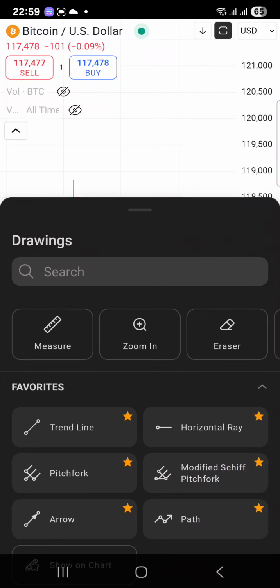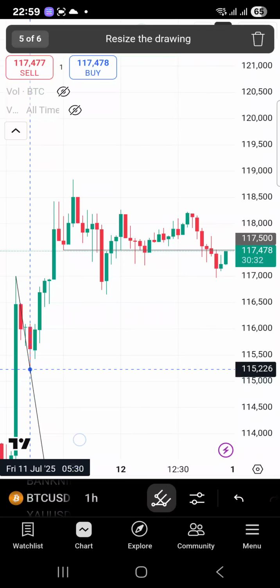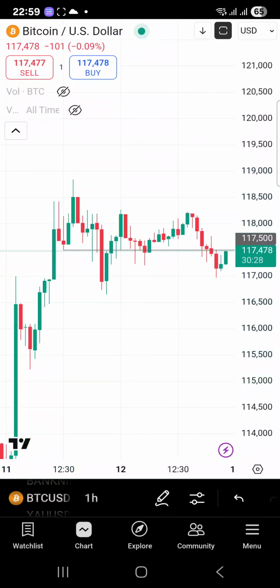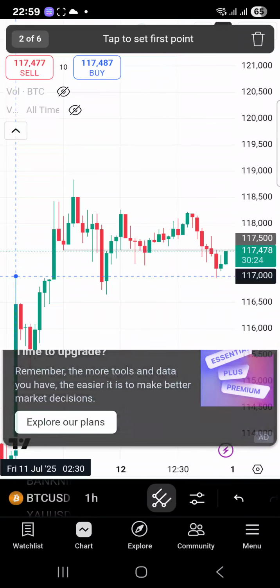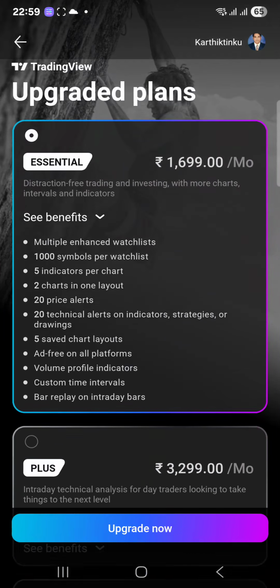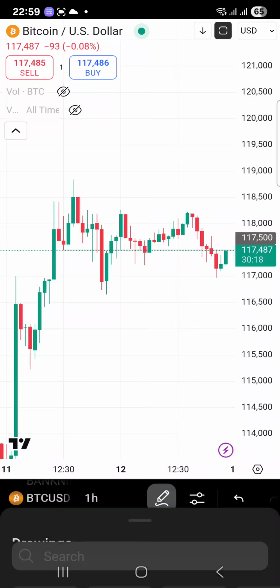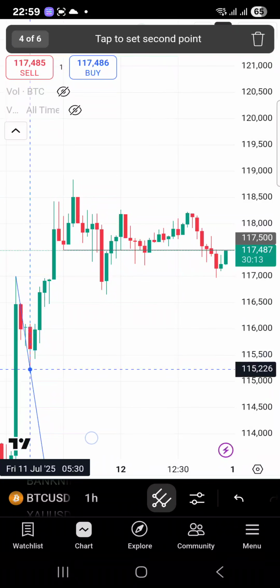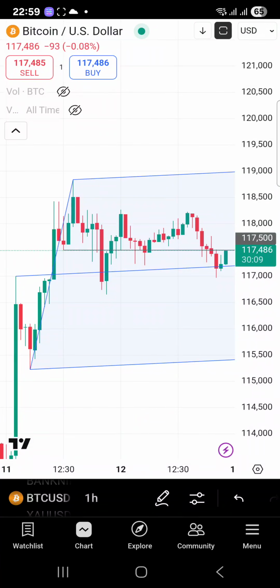So we have this small pitchfork here, A, B and C. Oh, this is a skip pitchfork. We'll draw a regular pitchfork, right? So A, B, oh sorry, A, B and C. This pitchfork doesn't make much sense.